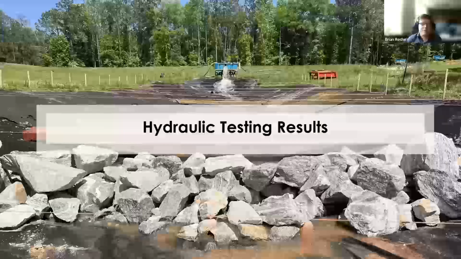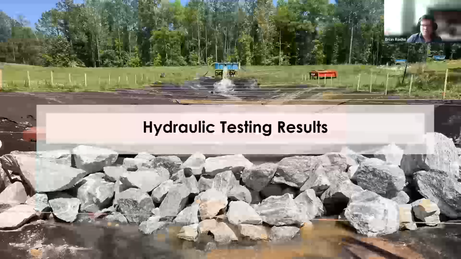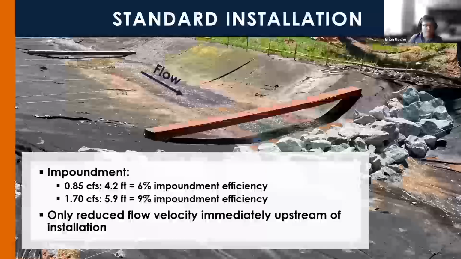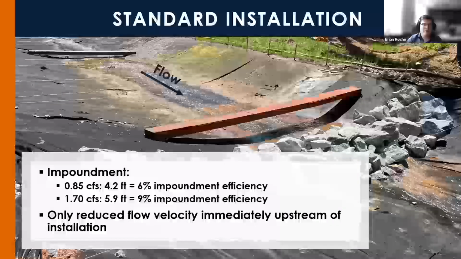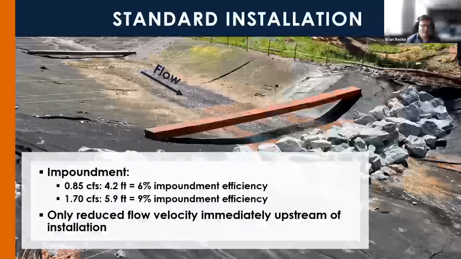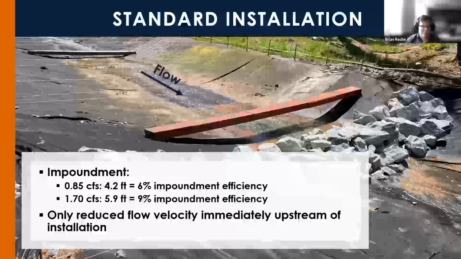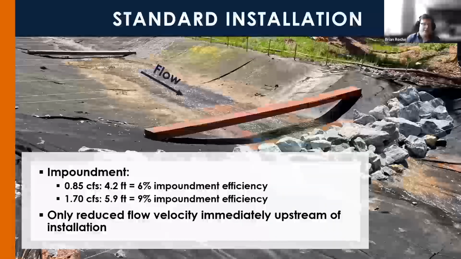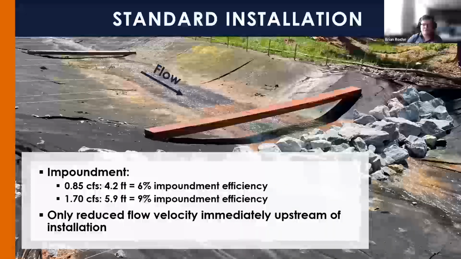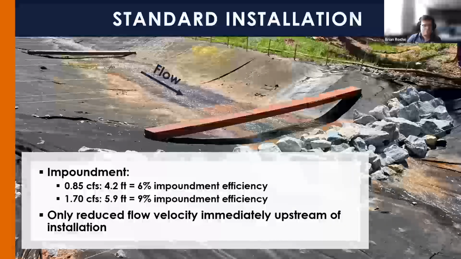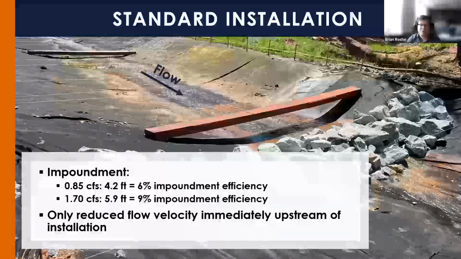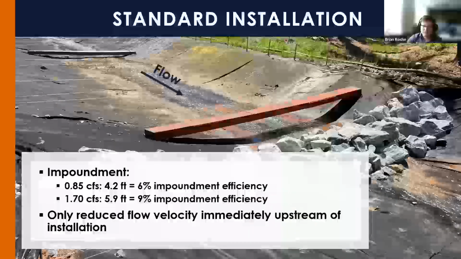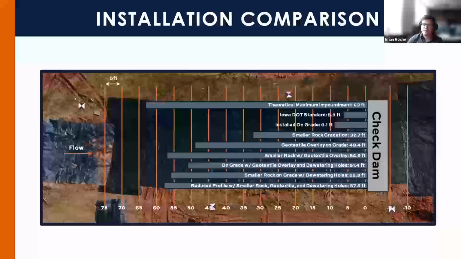Here we're going to go to some of our hydraulic testing results. We found that the standard installation was highly ineffective at reducing flow velocity for much of that channel. It only reduced flow velocity immediately upstream of the installation. And we saw that over 90% of that channel was still subject to those high velocity erosive flows. This was only able to form small amounts of impoundment due to large voids between rocks for the installation.